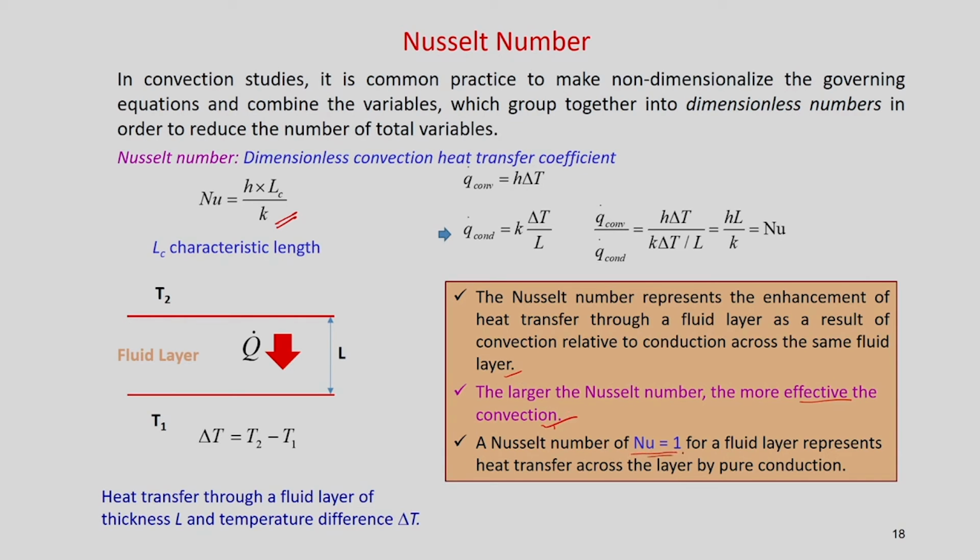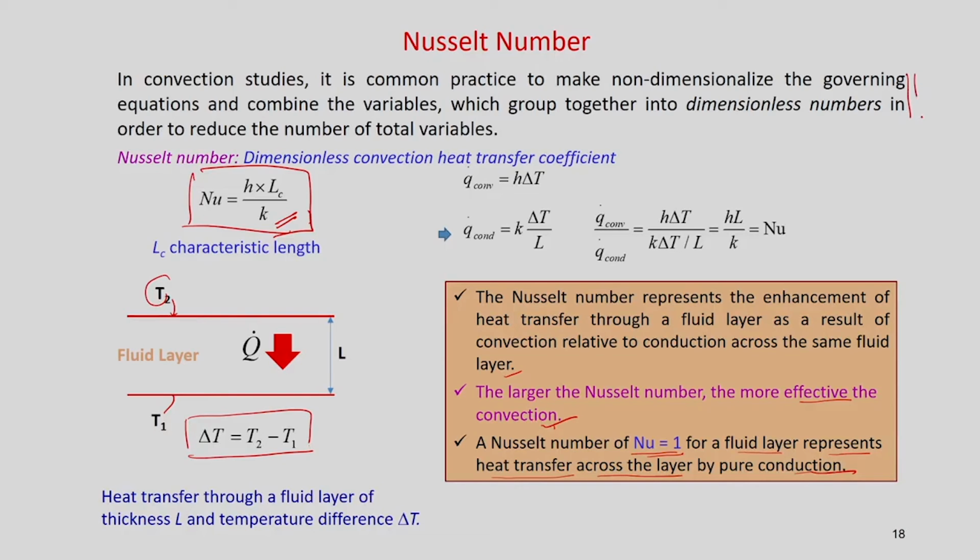A Nusselt number of 1 for a fluid layer represents heat transfer across the layer by pure conduction. If we consider these two layers, one at T1 and the other at T2, then the temperature difference will be T1 minus T2. When this kind of situation arises, we need to calculate the heat transfer coefficient, and in order to calculate it, we need to know this Nusselt number. Normally, in convective studies, it is a common practice to non-dimensionalize the governing equations and combine the variables which group together into dimensionless numbers in order to reduce the number of total variables.